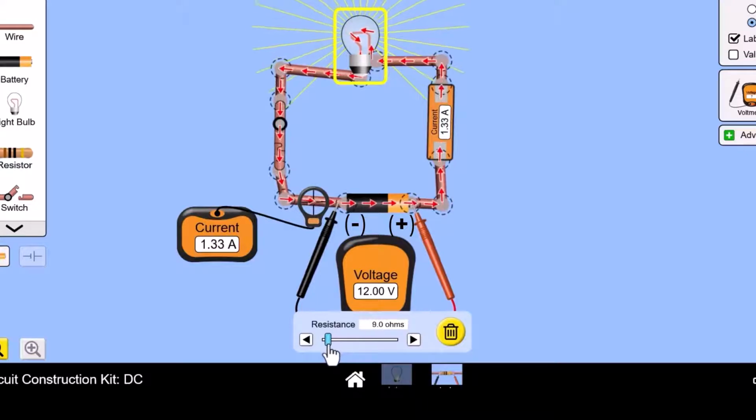Changing the resistance of the bulb impacts the amperage flow. Low resistance equals higher amperage flow and a brighter bulb. Increasing the resistance of the bulb lowers the amperage flow along with the brightness of the bulb.